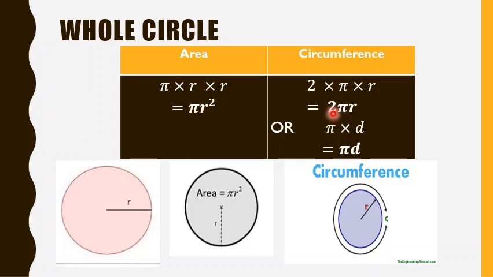As for the circumference, we are trying to find the value of the circumference of the circle, and the unit is not squared. It's similar to perimeter, right? So this is where you have to remember the formula for the circumference of a circle is 2 pi r or pi d.